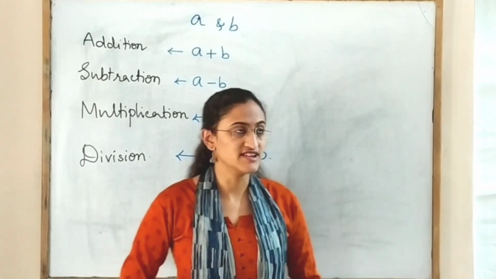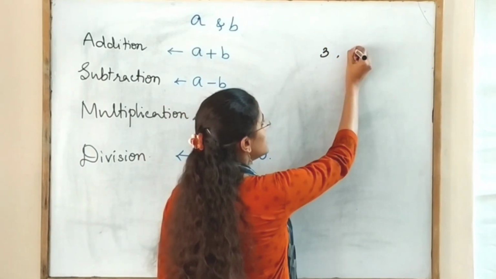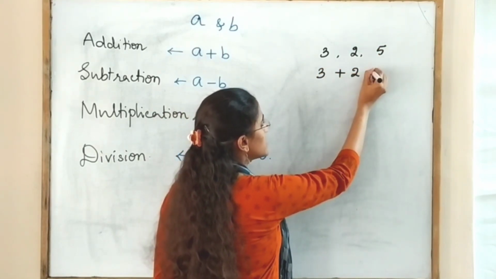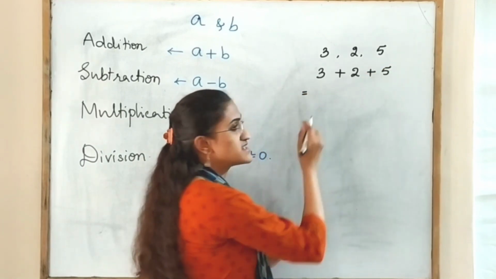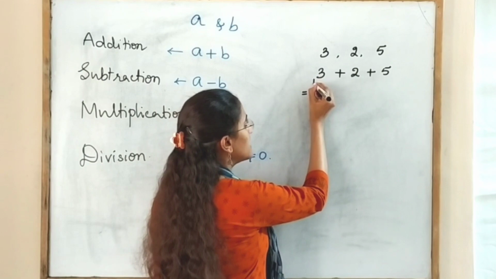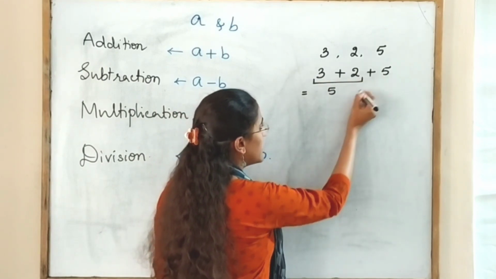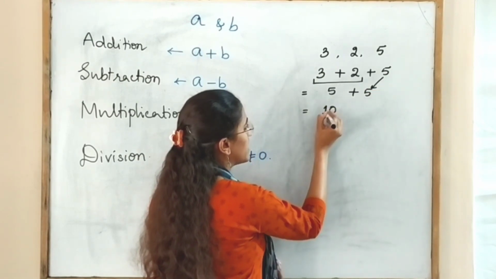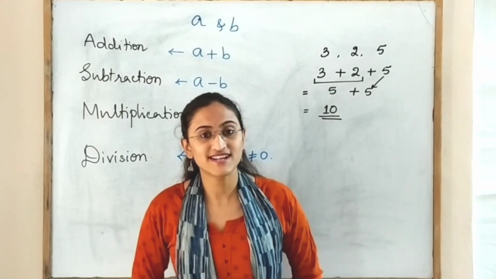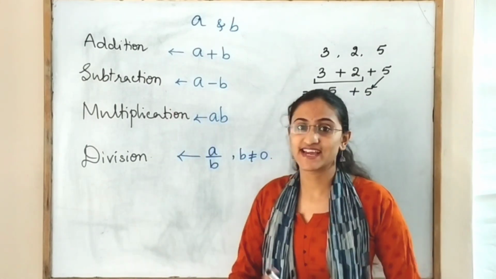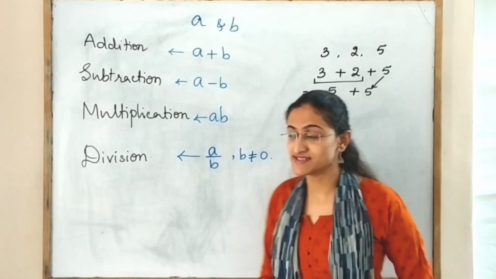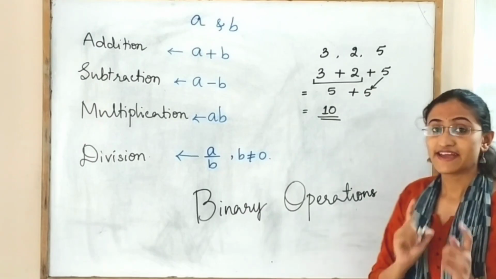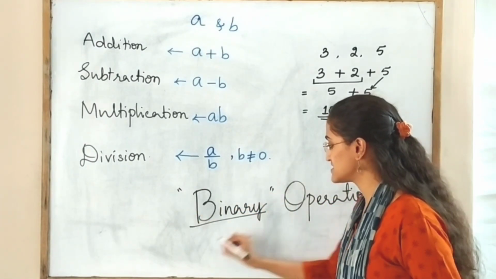If three numbers are given, for example 3, 2, 5, then if we need to add all these three numbers, even then we have to first take any two numbers at a time and add them. Then to this result, you need to add the third number, and this will be our final result. Hence, you may conclude that addition, subtraction, multiplication and division are some of the examples of binary operations. Here, binary refers to two.